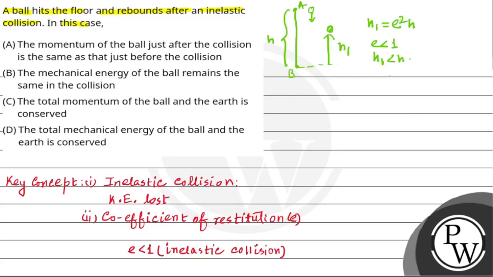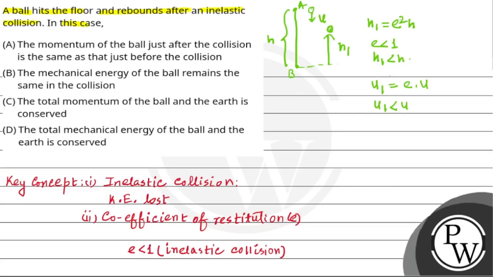And for another case, suppose this ball is thrown downwards with initial velocity u, and after it collides and rebounds, its velocity becomes u1, and u1 equals e into u. So again, we can see that the velocity after collision is less than the velocity before collision. Okay. Now we see the statements one by one and see which is wrong and which is right.